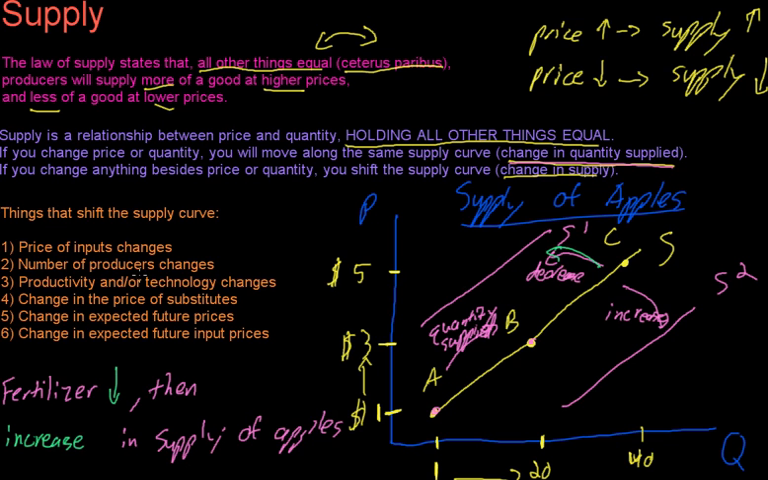So the next one is productivity or technology changes. If productivity gets better or technology gets better, that will lead to an increase in supply. Let's say this was when the tractor was invented to plow. It makes no sense for apples because they grow on trees, but let's say to plow your cornfield. It would be an increase in productivity, and it would then be cheaper to produce corn, so more people would produce it, and there would be a greater supply. So an increase in productivity or technology leads to an increase in supply, and a decrease in productivity or technology leads to a decrease in supply.